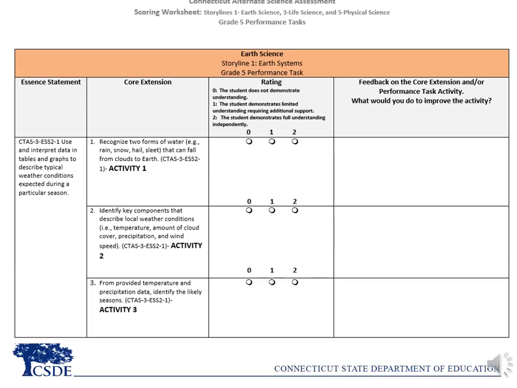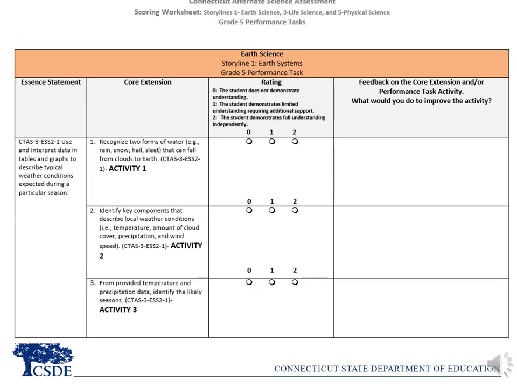This is the working copy of a student scoring worksheet. You will need to print off a copy for each of the students you will be assessing with the alternate science. Care must be taken to use the correct grade level and field test form. Forms are assigned to each district and are either Form 1, which includes storylines 1, 3, and 5, or Form 2, which includes storylines 2, 4, and 6.